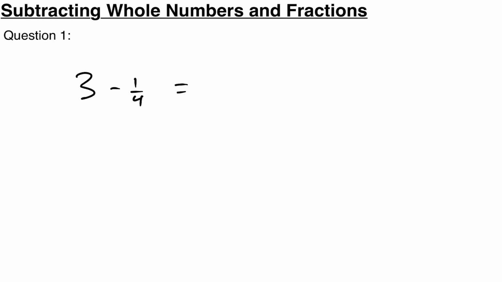So 3 minus 1 over 4 is the same thing as 3 over 1 minus 1 over 4. So now that we have that, we can move forward with the subtraction. In order to subtract two fractions, we need to have a common denominator. So the lowest common multiple, or the common denominator, of 1 and 4 is 4. So we need to make the 1 denominator a 4. How do we do that?